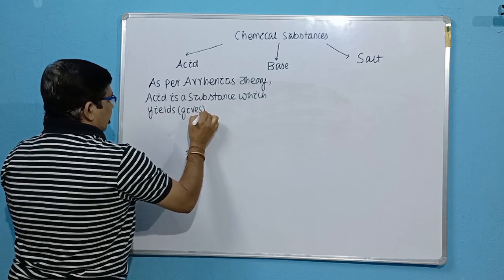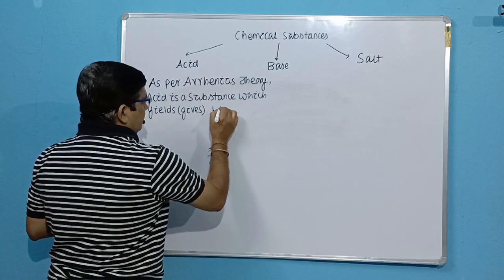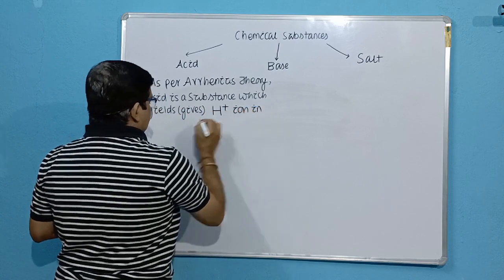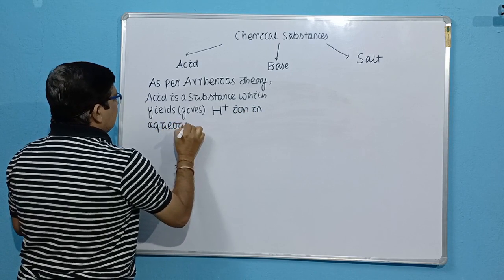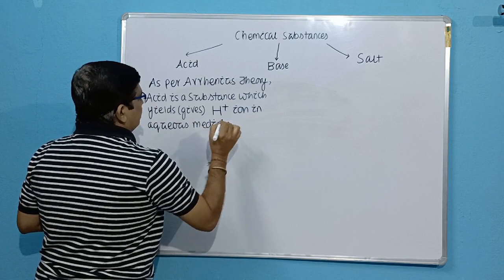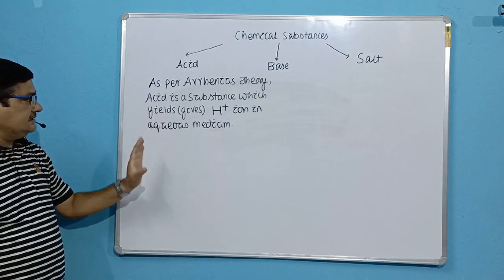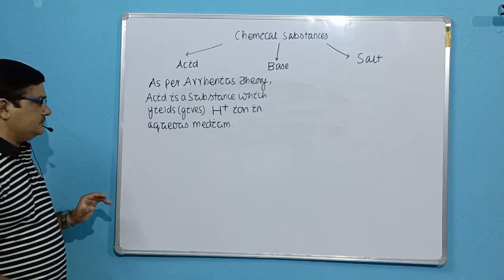Acid is a substance which yields H plus ion in aqueous medium or aqueous solution. So this is the definition of acid. Acid is a substance which gives or yields H plus ion in aqueous medium.